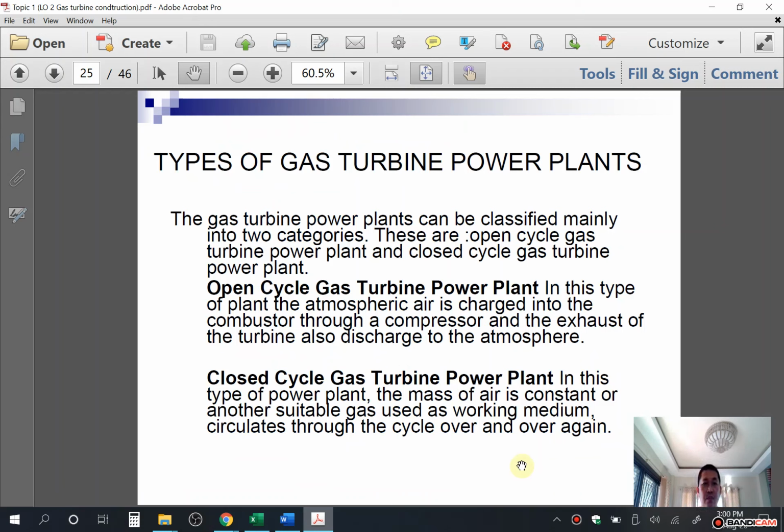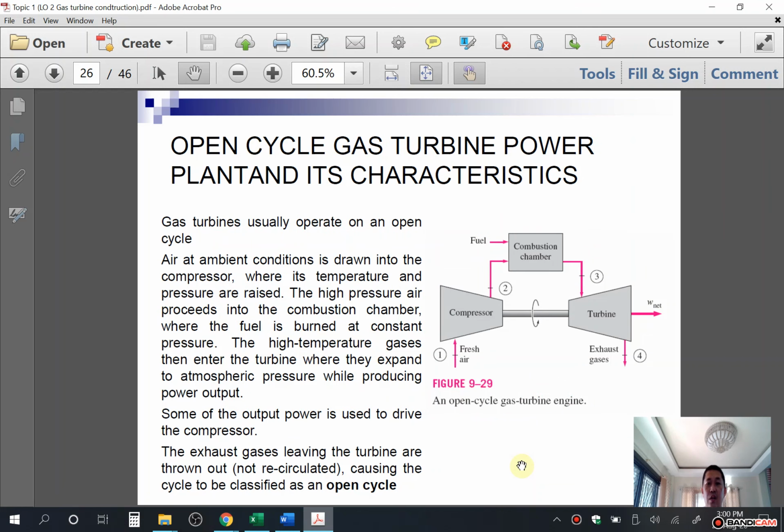So types of gas turbine power plants: open cycle gas turbine and closed cycle gas turbine. So this is open cycle. So remember, in open cycle, you cannot see the heat exchanger here. So you see, in open cycle, only the compressor, combustion chamber, and turbine. So this is open cycle.